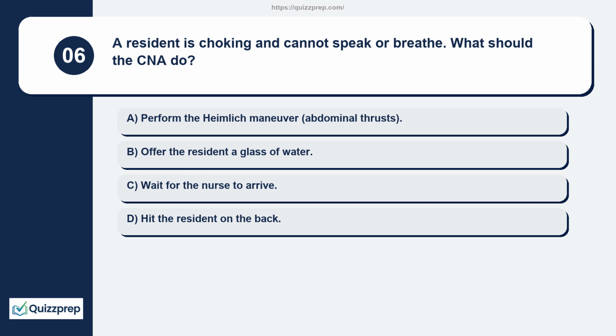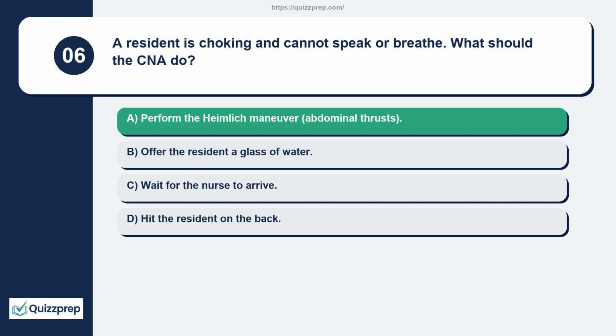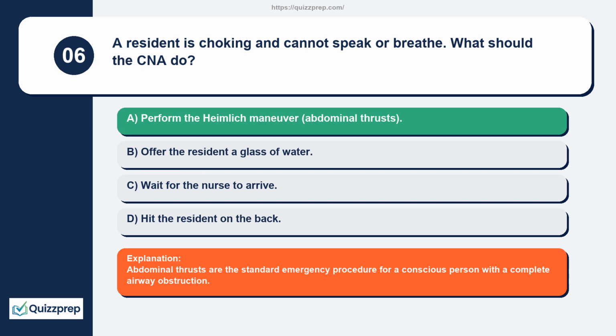Question 6. A resident is choking and cannot speak or breathe. What should the CNA do? Perform the Heimlich maneuver, abdominal thrusts. Offer the resident a glass of water. Wait for the nurse to arrive. Hit the resident on the back. Abdominal thrusts are the standard emergency procedure for a conscious person with a complete airway obstruction.